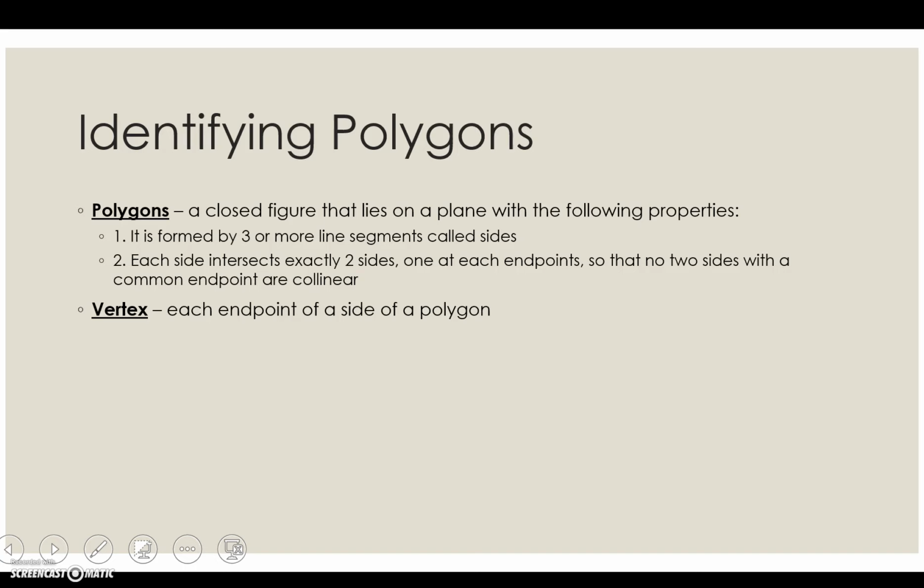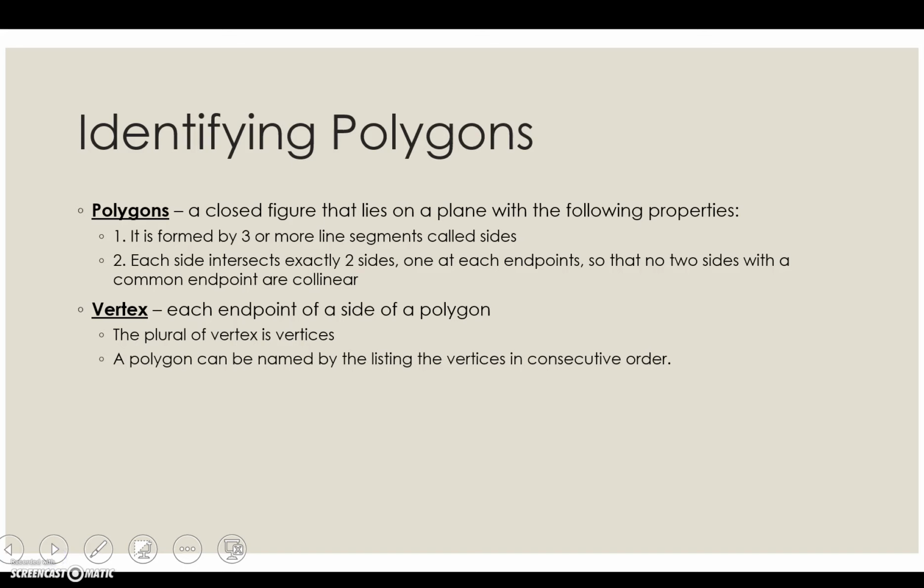Continuing with that, those endpoints at which 2 sides come together are called a vertex. If I were to say multiple vertex, we call it vertices. And then we can name a polygon by listing the letters of each of the vertices in consecutive order.